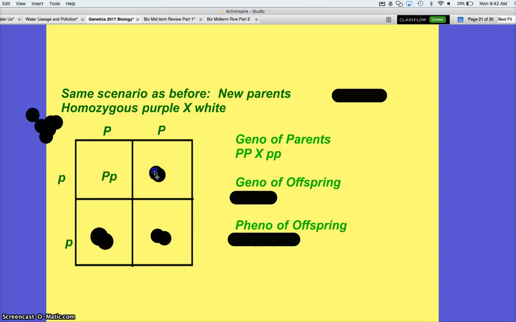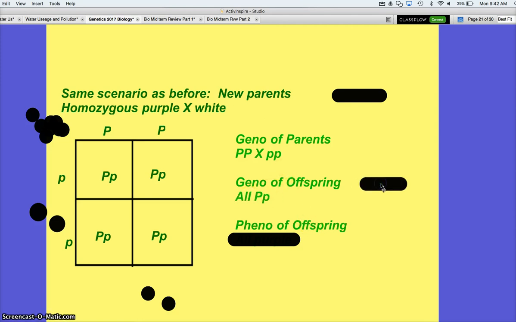Box 2, right here. Capital P, lowercase p. Capital P, lowercase p. Box 3. Capital P, lowercase p. Box 4. Capital P, lowercase p. What's the genotype of the offspring? Just say it. 100% capital P, little p. What's the phenotype of the offspring?